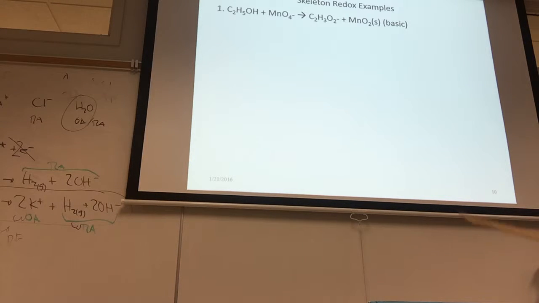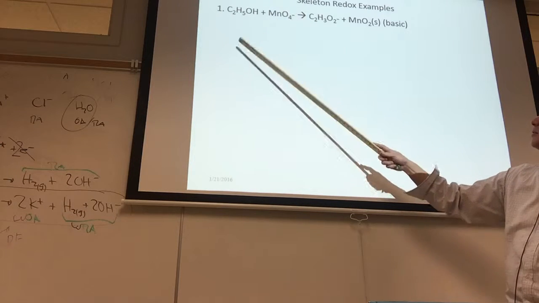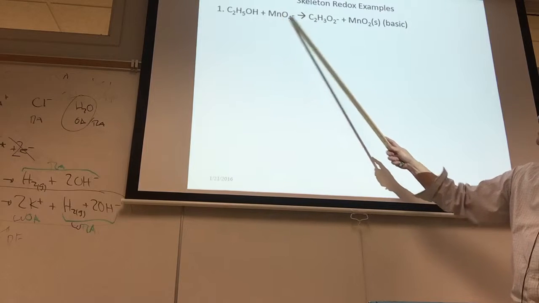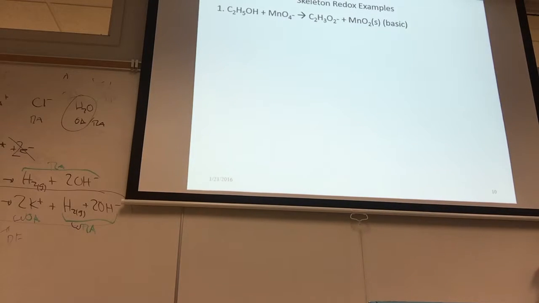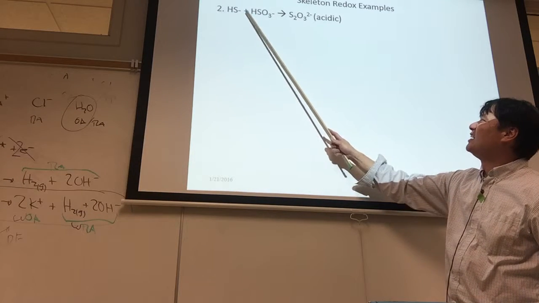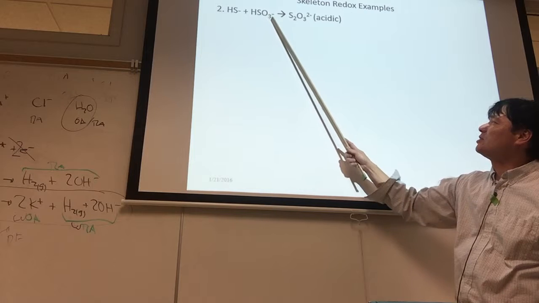All right, for the skeleton, let's just look at some of these. Ethanol goes to acetate, permanganate goes to MnO2. This half reaction split. Let's look at this one. This one's very weird. HS minus goes to S2O3. What does HSO3 go to?